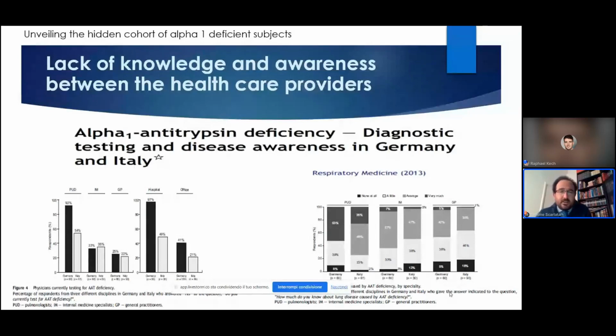This study conducted in Italy and Germany shows how, despite the clinician background, being specialistic, being the clinician involved in respiratory medicine care, there is an underestimation of the problem and a lack of knowledge and awareness in all the study groups that may be responsible for this lack in diagnosis.